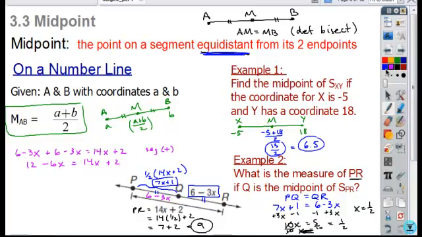Move all the x's to one side of our equation. So if we move the x's to the right and our constants to the left, we'll get 10 is equal to 20x. Divide both sides by 20. Solve for x. We still get x to be 1/2. And we'd still plug it into the same place as before.